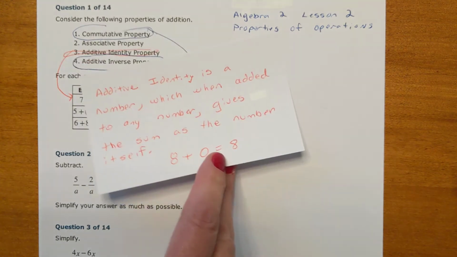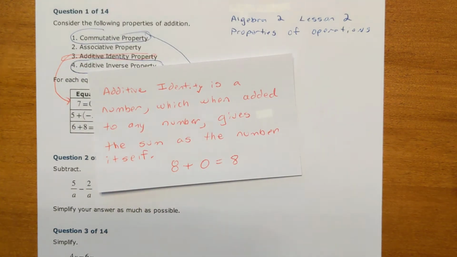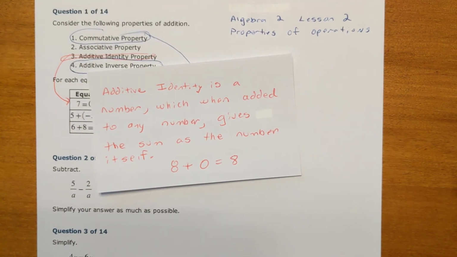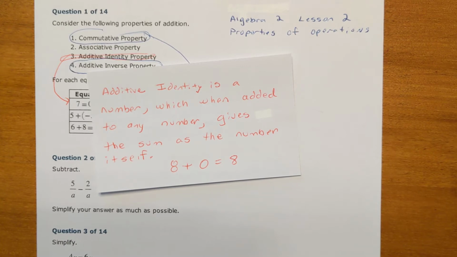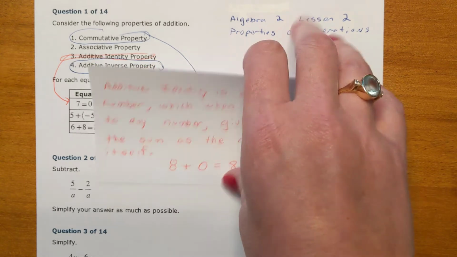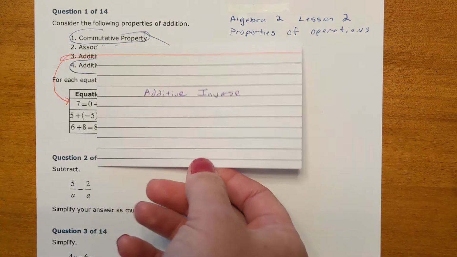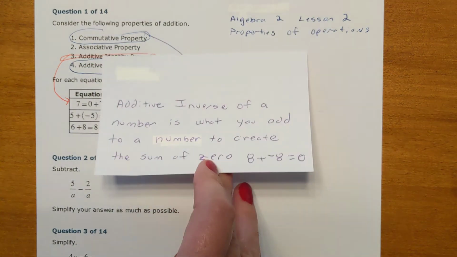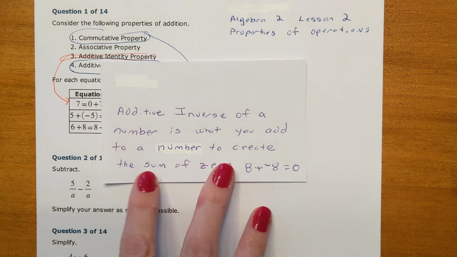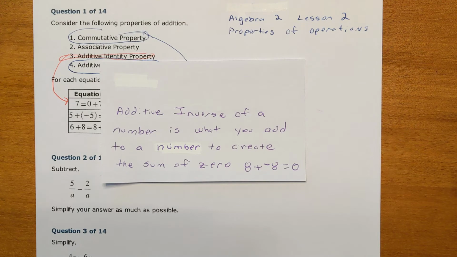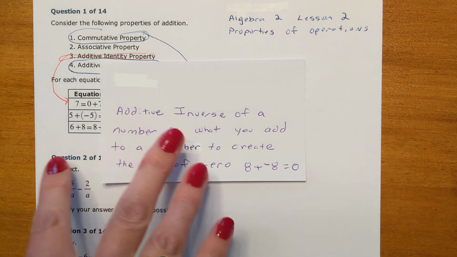So for additive identity, additive identity is a number which, when added to any number, gives the sum as the number itself. 8 plus 0 equals 8. And then the next card here, additive inverse. Additive inverse of a number is what you add to a number to create the sum of 0. So 8 plus negative 8 equals 0.